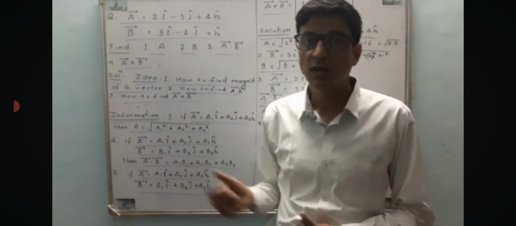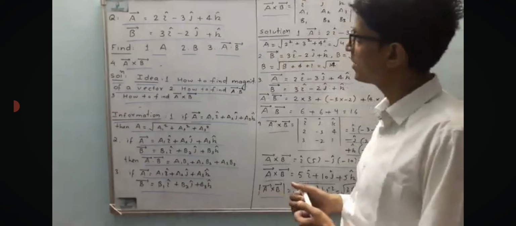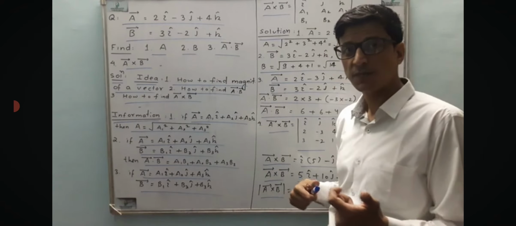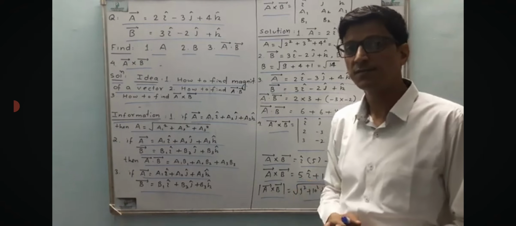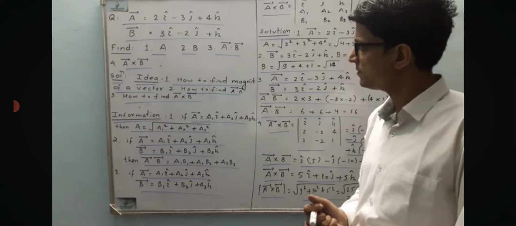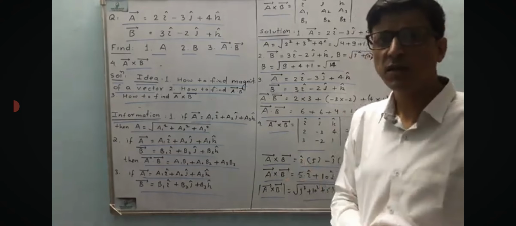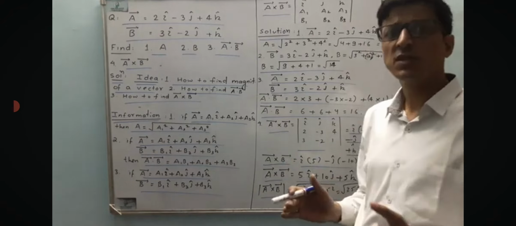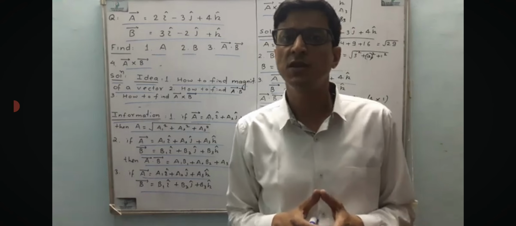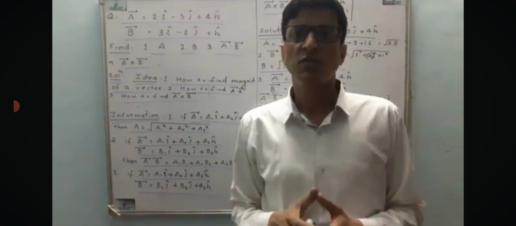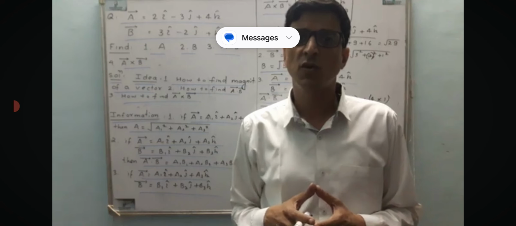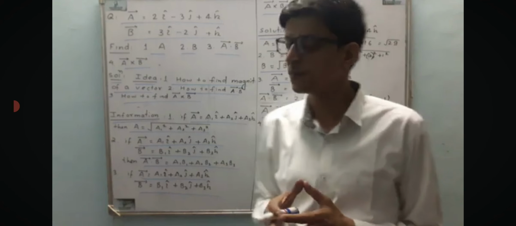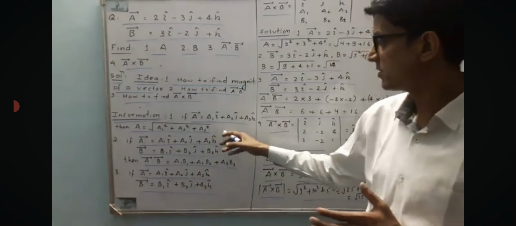Now let's work on the idea. The idea is that A and B are the magnitudes of vector A and vector B, so just think how to find the magnitude of a vector. And the third is A dot B. Just think how to find the dot product and how to find the cross product. Let's move to the information part. We know that if vector A is equal to A1 i cap plus A2 j cap plus A3 k cap, then the magnitude of vector A is equal to root under A1 square plus A2 square plus A3 square. So in this way you can use this result.